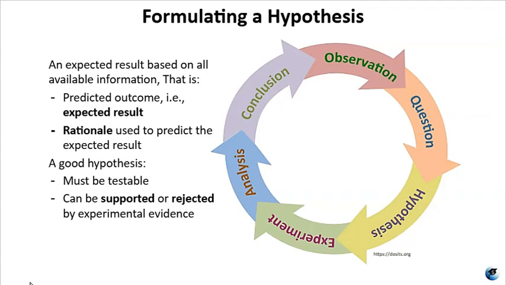A strong hypothesis has 2 key qualities. First, it must be testable. You should be able to design an experiment that could support or reject it. Second, the outcome must be measurable so that your results can provide evidence either for or against your prediction.